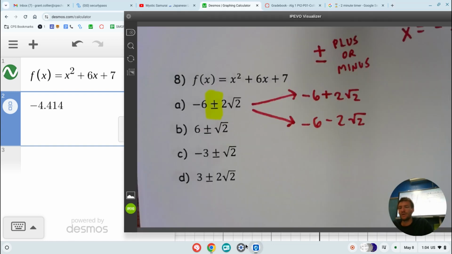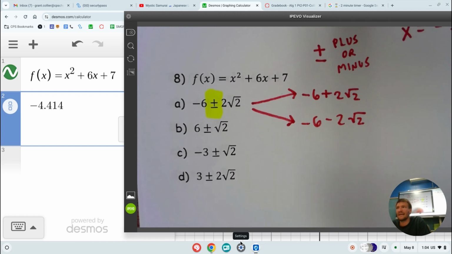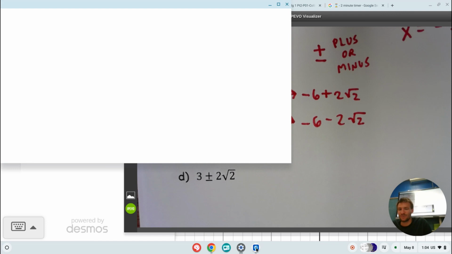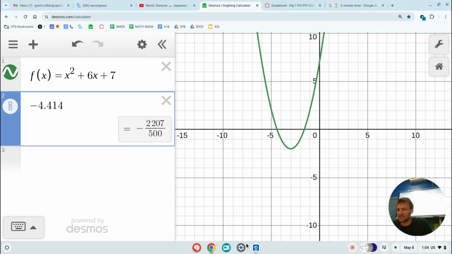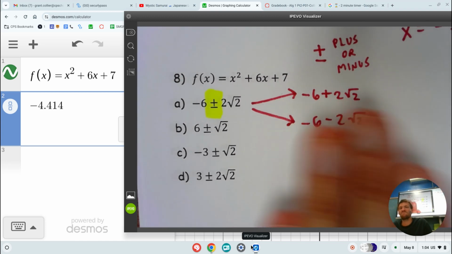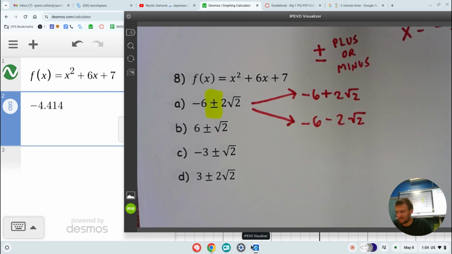And number 2, look at the answers. Do the answers look like fractions? No. So do we need to turn them into fractions? Like, clearly, the answers aren't fractions. So we don't really need fractions.